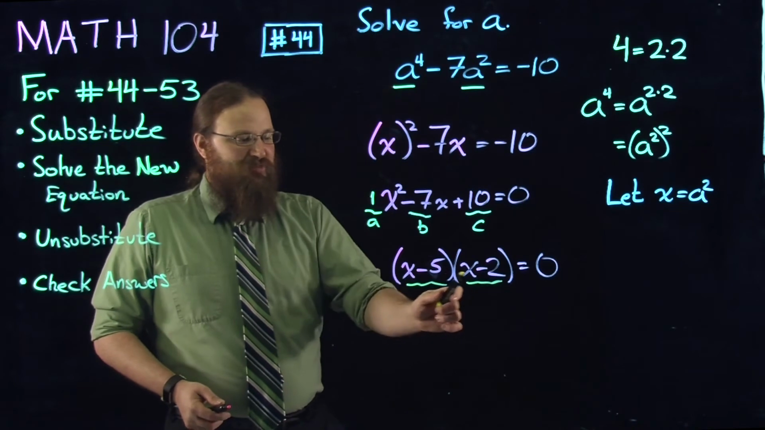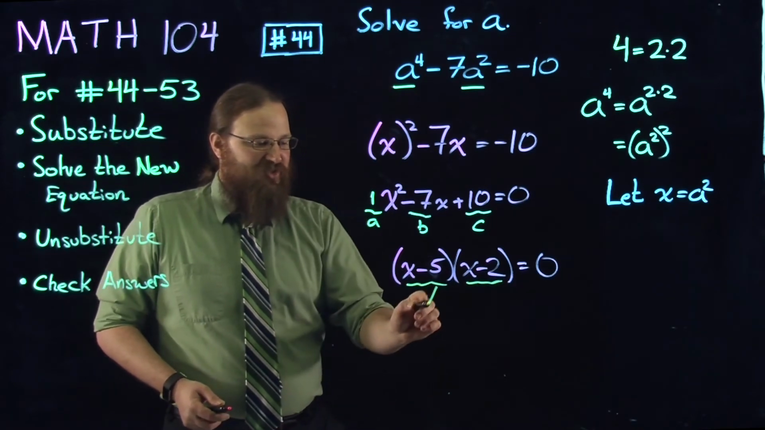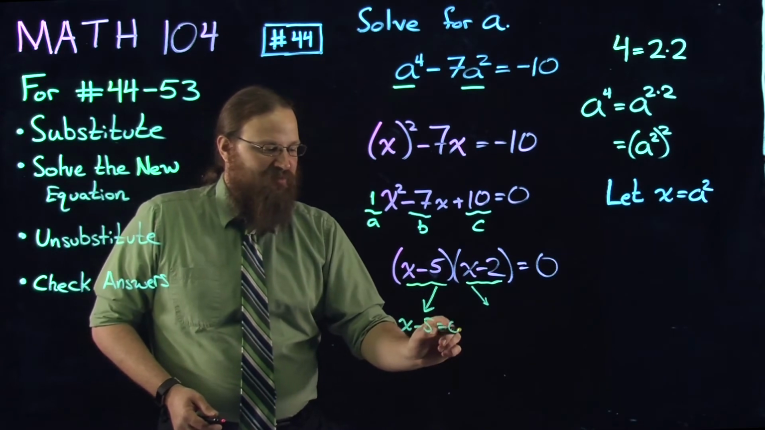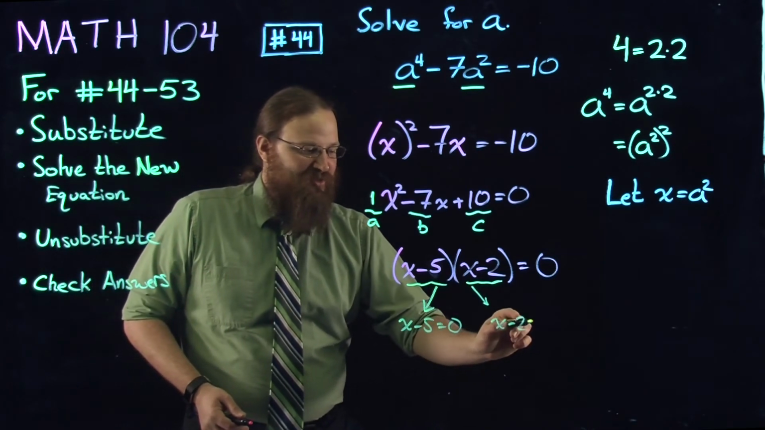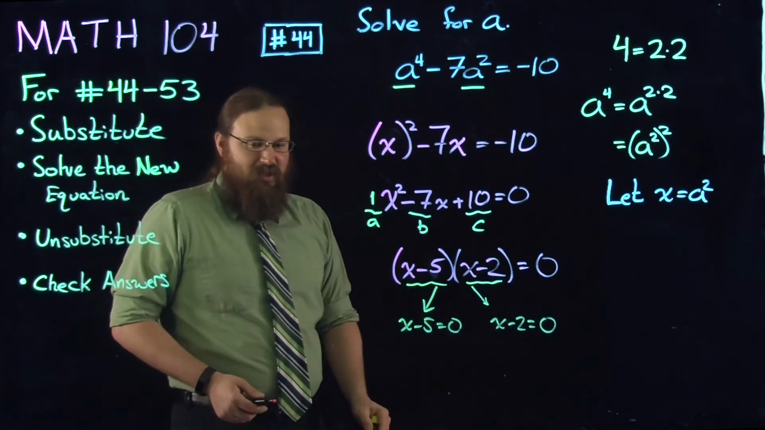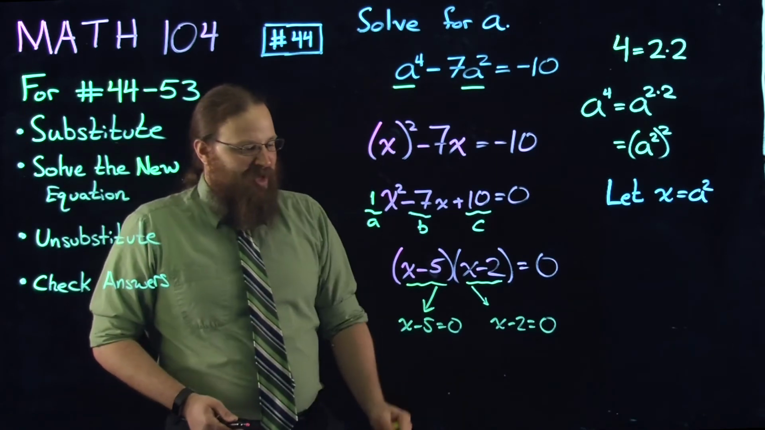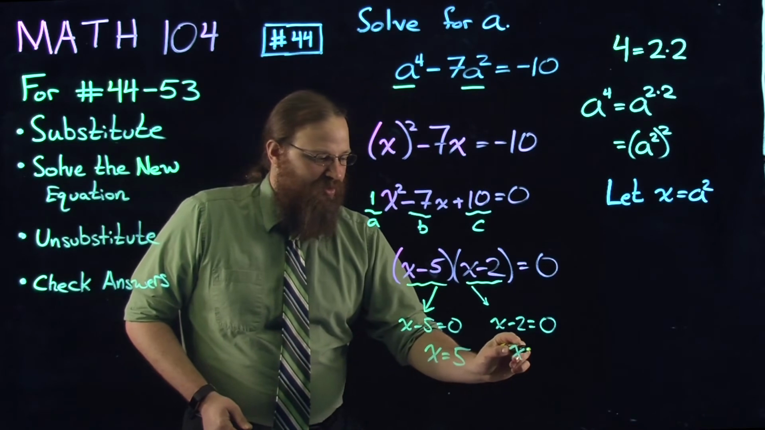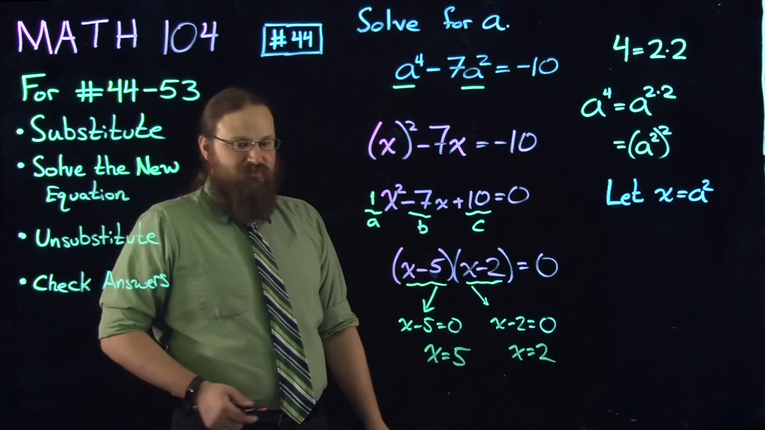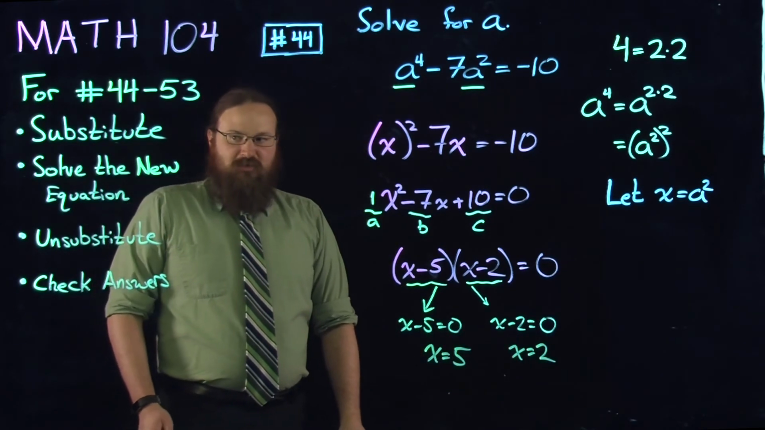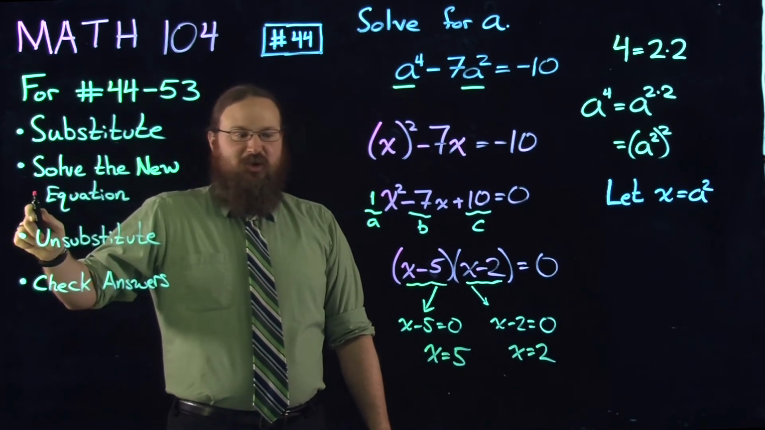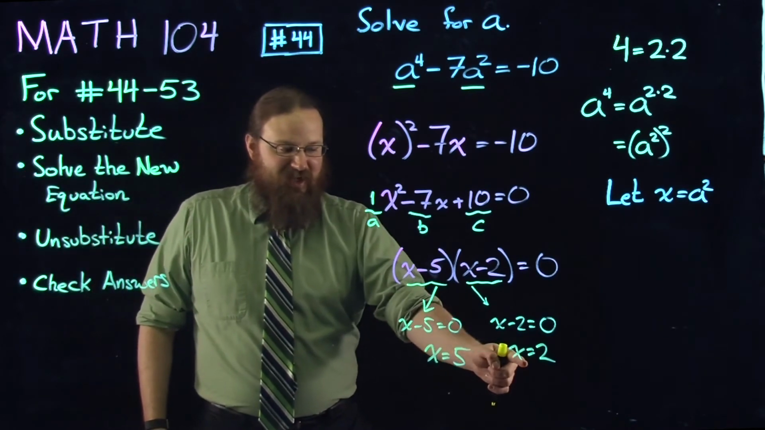When we have two things multiplying to equal 0, that gives us two solutions. x minus 5 equals 0, or x minus 2 equals 0. Two solutions that pop out. Here, x is 5, or x is 2. So, we substituted, rewrote every a as x, solved this new equation. We have solutions for x.